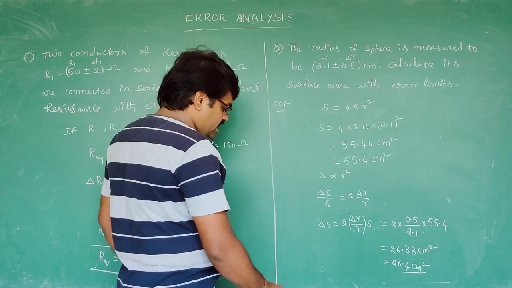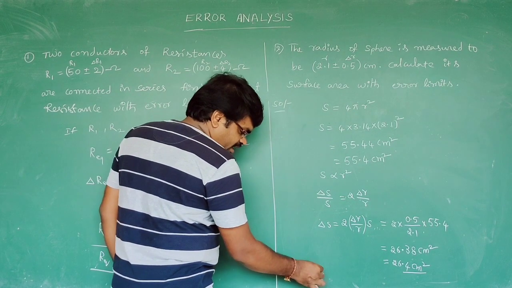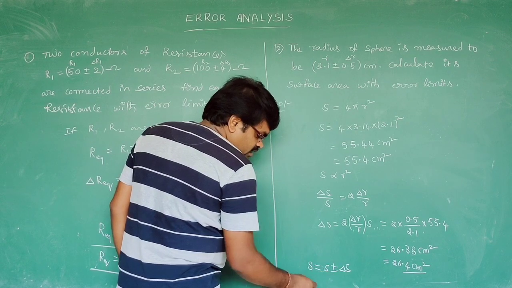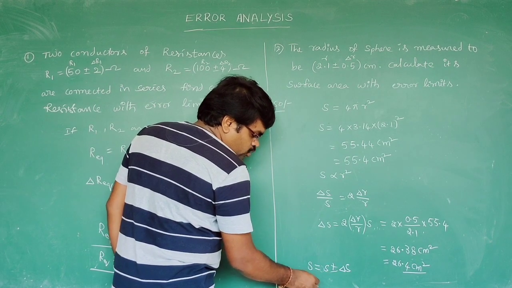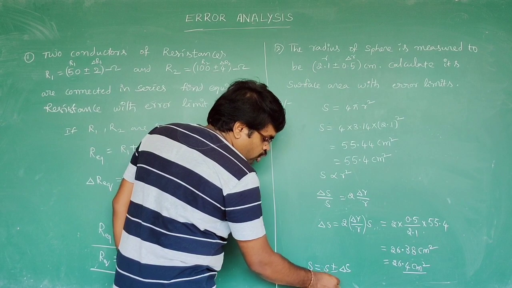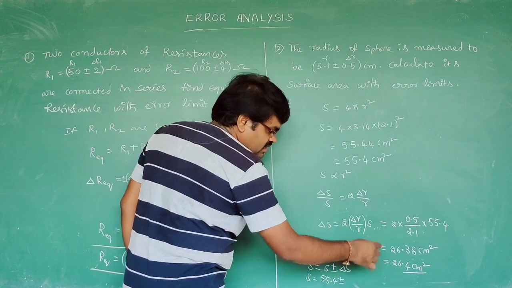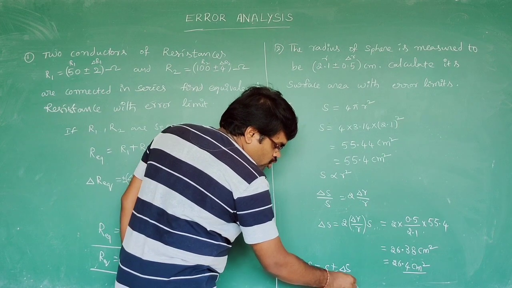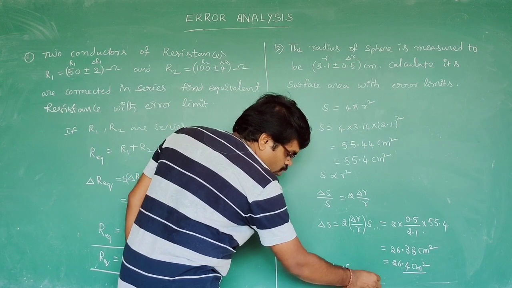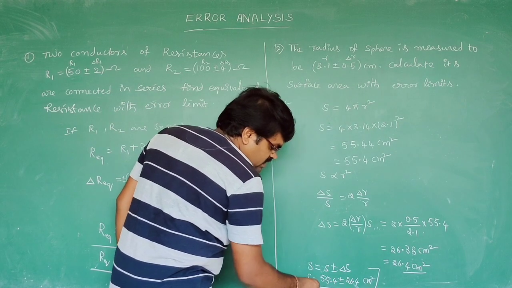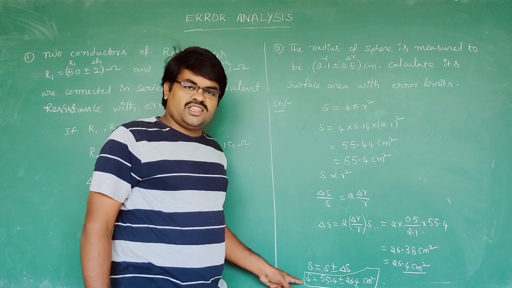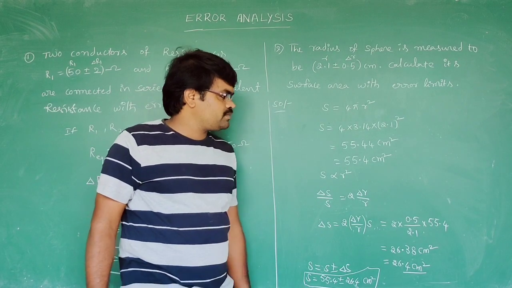Then we write the surface area with the error limit: S = S ± delta S. That is S = 55.4 ± 26.4 cm². This is the surface area of the sphere with error limit.